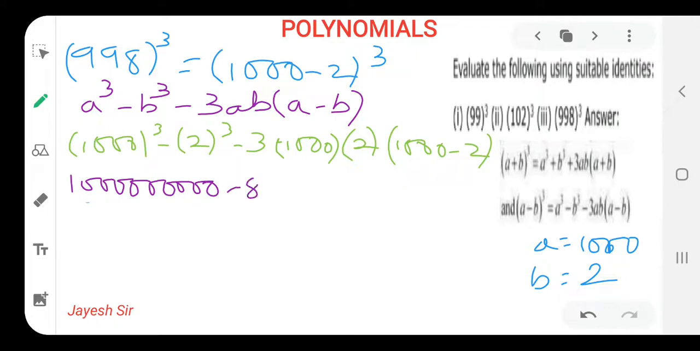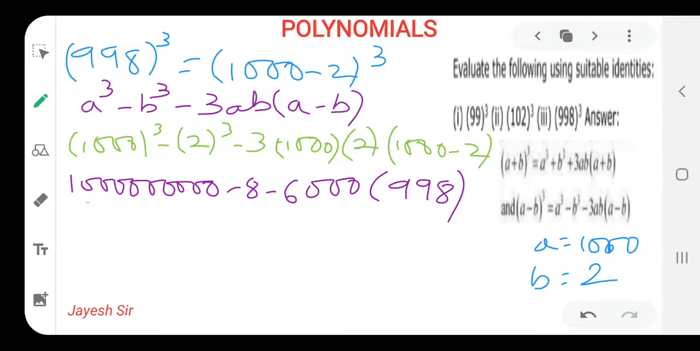Minus 2 cube, we all know, is 8, and 3 into 1000, 3000 into 2. How have I done it? 3 into 1000 is 3000, into 2 that is 6000. So we'll write 6000 over here, and here 1000 minus 2, that is 998. Yes friends, I hope you all might be facing a problem now. 6000 into 998. Yes, I already told you how to do it.